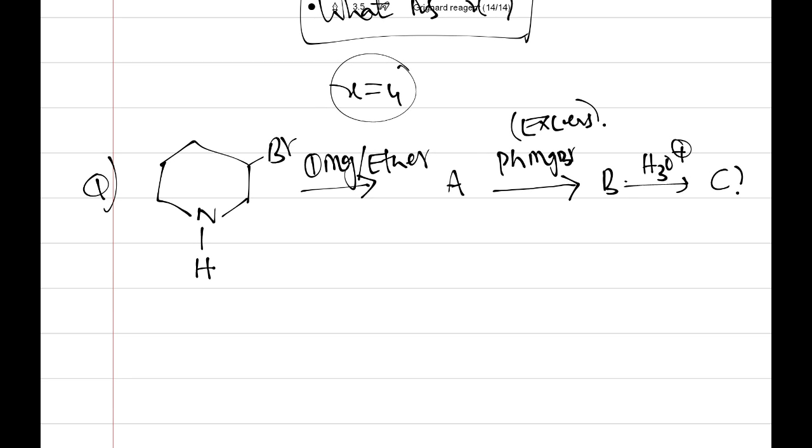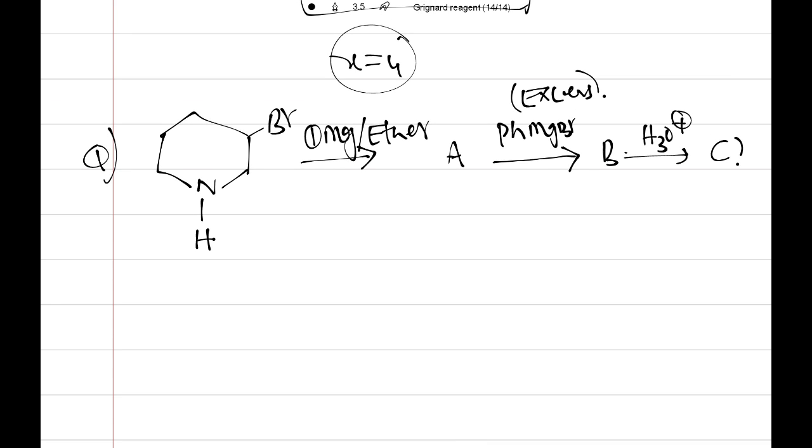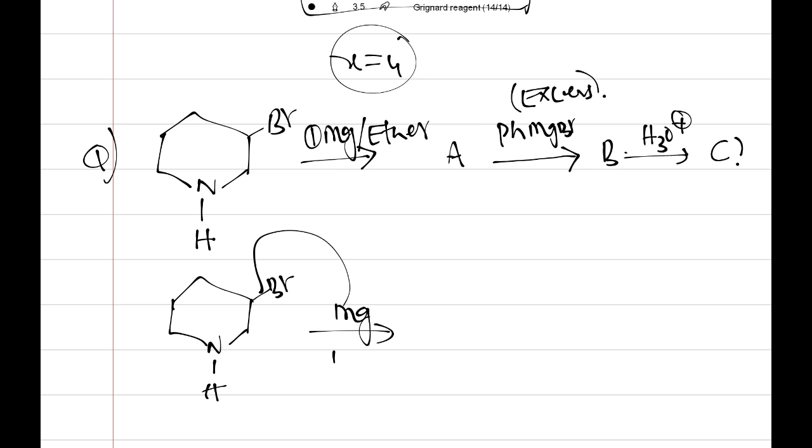What is the product C? It is asked. The very first step is the preparation of Grignard reagent. So how to prepare this Grignard reagent? Simply RBr when reacted with magnesium gives the Grignard reagent. Look at this one: this is the bromine, and when it reacts with magnesium, magnesium insertion takes place in the presence of ether.